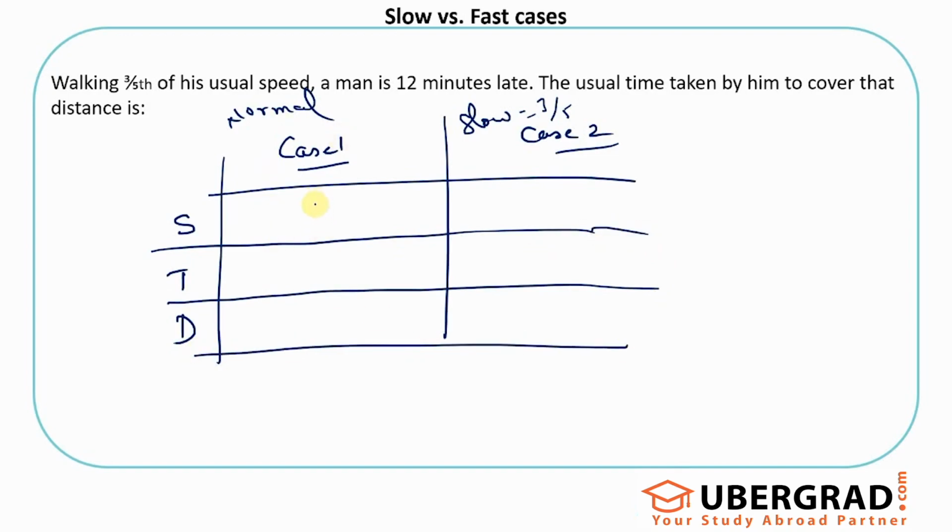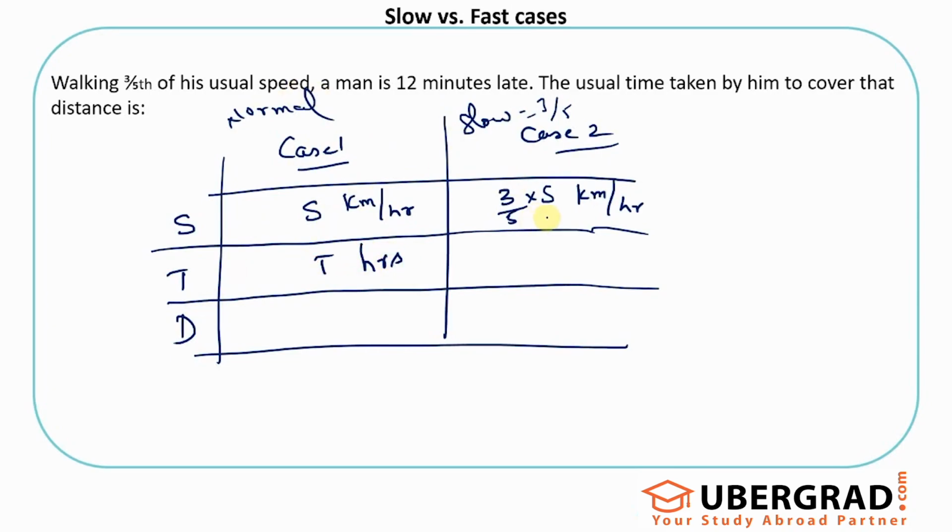Let's assume the speed is s kilometers per hour. What would be the speed in this case? They said 3/5 of the usual speed, right? That will be 3/5 into s kilometers per hour. What is the time taken? Let's assume the person takes t hours normally.